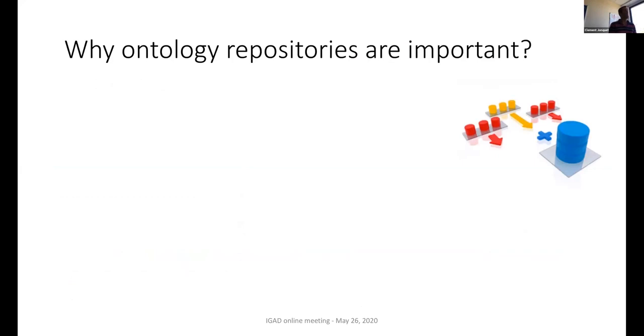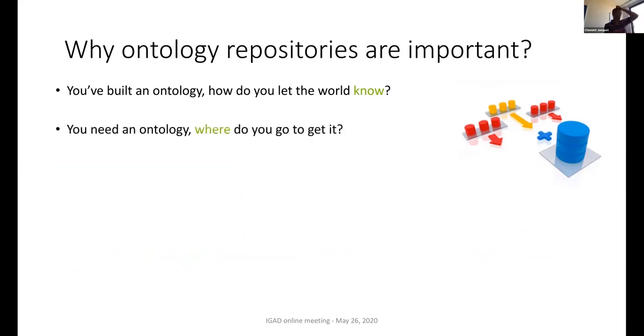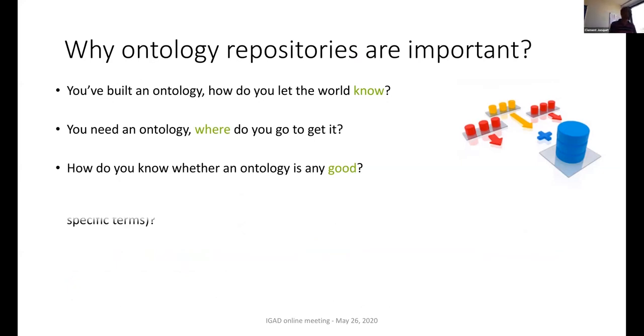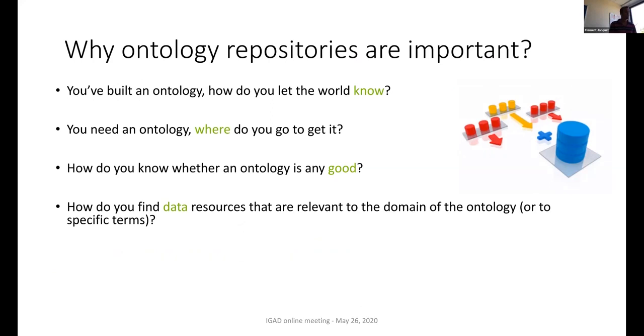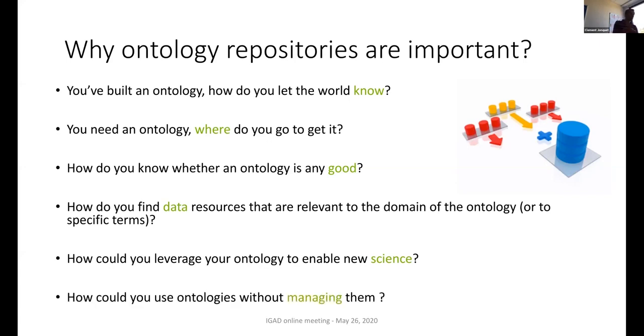So why are ontology repositories important? They basically help you to answer a few questions like these. If you build an ontology, how do you let the world know? If you need an ontology, where do you get it? Or do you know whether an ontology is any good or appropriate for your use case? Or do you find data resources that are relevant for the domain of the ontology or a specific term in that ontology? I mean, the ontology repository could be a place that links your ontology to some data. Or could you leverage your ontology and enable new science without being the one managing them, dealing with them?